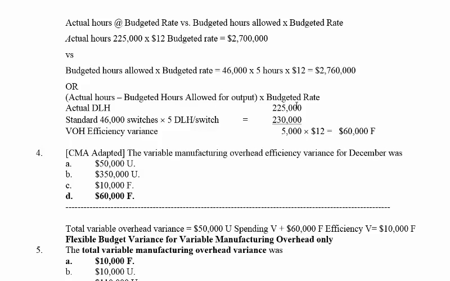Another way of looking at it is doing it this way. Actual direct labor hours utilized, 225,000 versus how many would have been allowed? So 46,000 switches times 5 hours each would have allowed for 230,000. So we did it in 5,000 fewer hours than what management expected, times $12 an hour for our budgeted variable overhead rate. Again, $60,000 favorable.